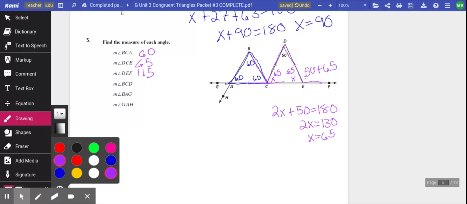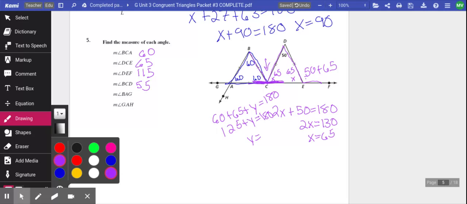BCD is this angle right here. Well, these 3 have to make a straight line. So 60 plus 65 plus, let's call it Y, equals 180. So that's 125 plus Y equals 180. So Y equals 55.